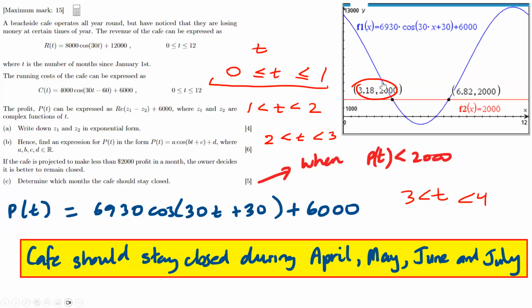because we get all the way to a value of t equals 3 without going below the line, we can say for sure the whole of March profits above $2,000. So yeah, be careful with that one.